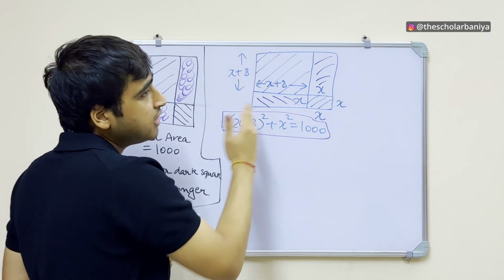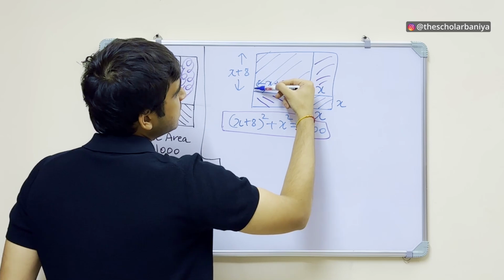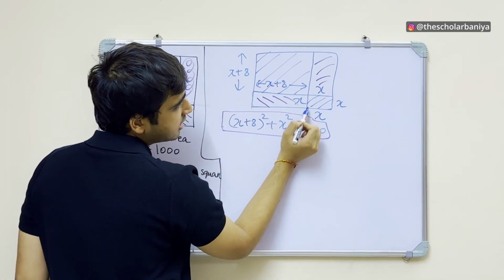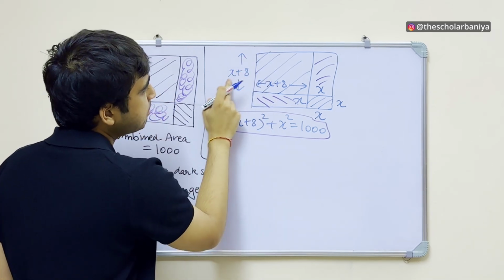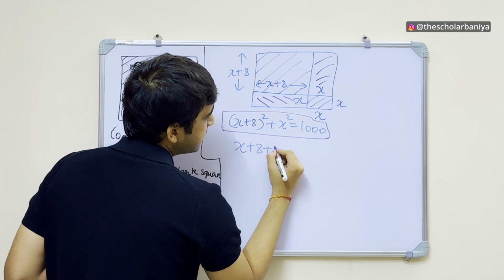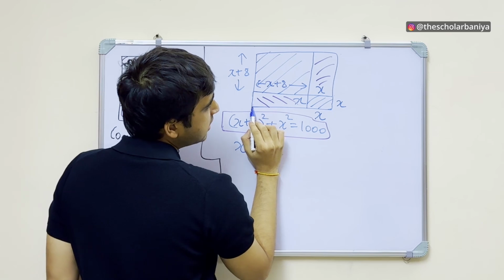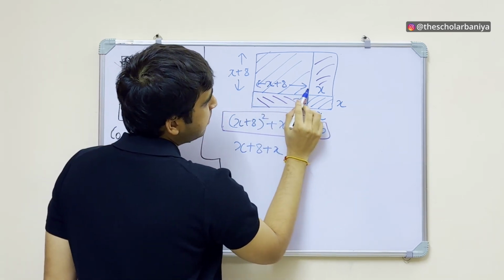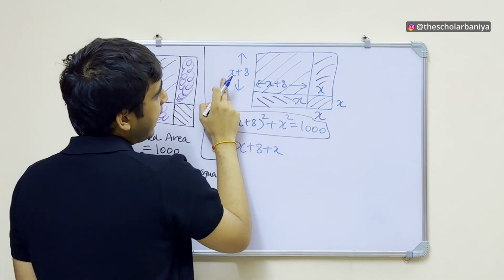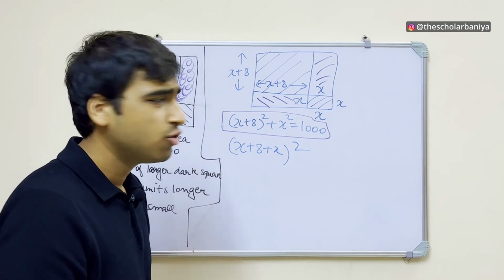So what will be the side of the larger square? We know this part from here to here is x plus 8, and this part is x. So the entire length will be x plus 8 plus x. And this length will be the same because it is a square. This is x plus 8 and this is x, so this will be x plus 8 plus x. So the area will be (x plus 8 plus x) whole square. I hope this makes sense, like pretty normal, right?